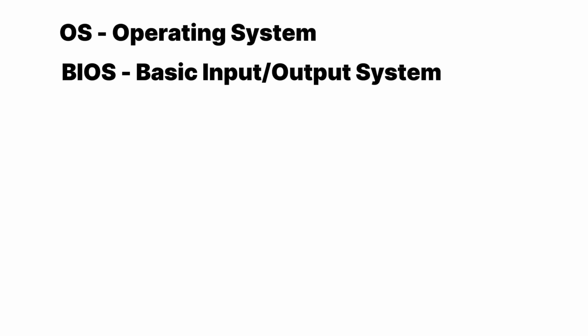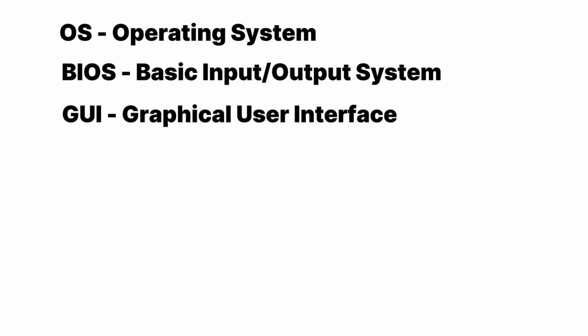BIOS. BIOS stands for Basic Input or Output System. It is firmware that helps initialize computer hardware when the computer starts. GUI. GUI stands for Graphical User Interface. It allows users to interact with the computer using windows, icons, menus and buttons.